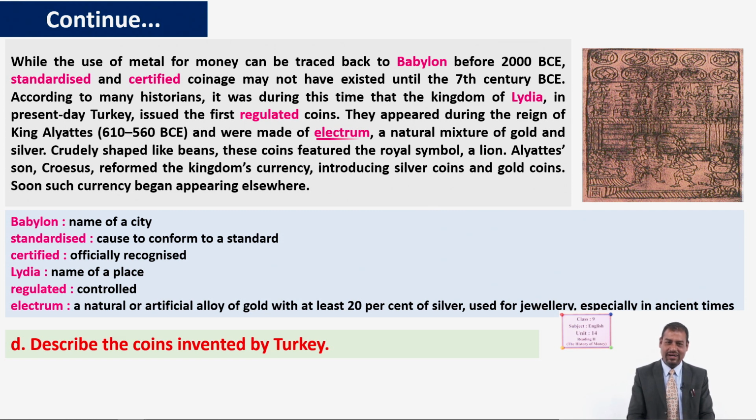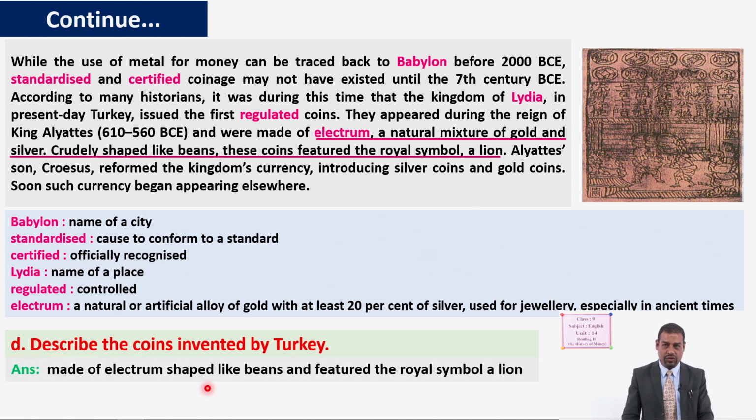Okay, you are right. You can find this information in these lines. See, electrum, a natural mixture of gold and silver, crudely shaped like beans. These coins feature the royal symbol, a lion. So you can write your answer from this information. So your answer can be: made of electrum, shaped like beans, and featuring the royal symbol, a lion. This is how you can write it down.